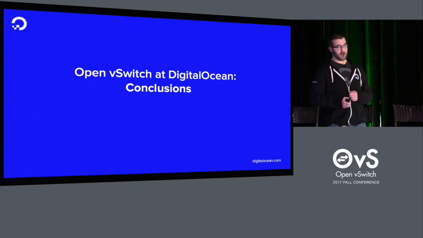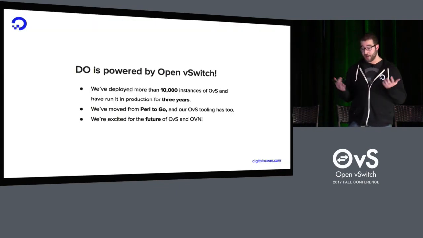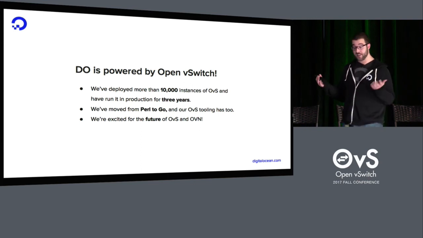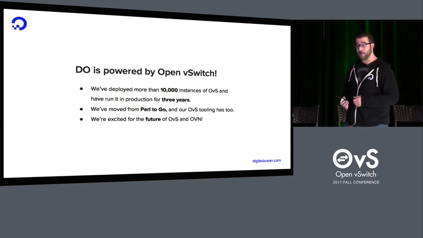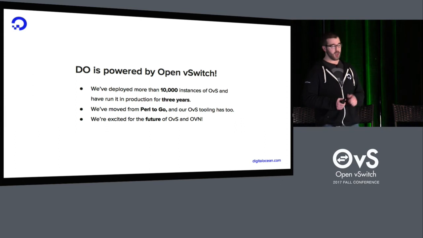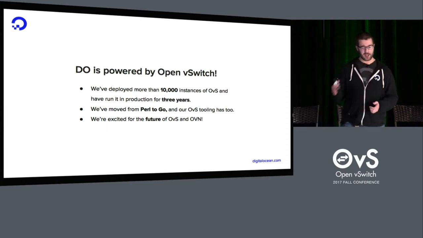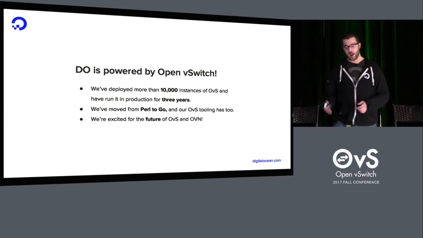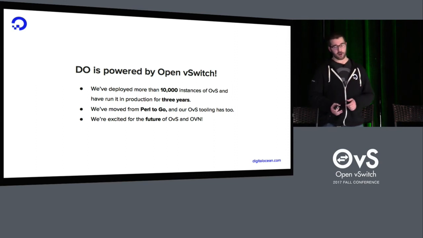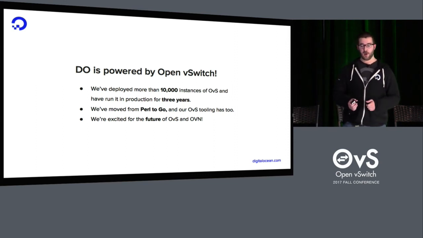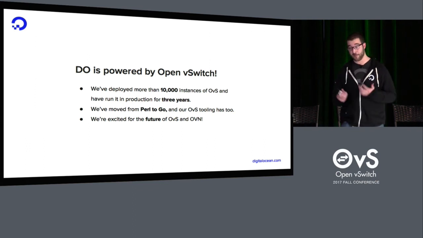So what can we conclude about Open vSwitch at DigitalOcean? We love Open vSwitch. We've deployed more than 10,000 instances of it, and we've run it in production for 3 years now. We've moved from Perl to Go, and even though it's been kind of an incremental change, our OVS tooling has gotten a lot smarter over time. And finally, we're really excited for the future of OVS and OVN, and to be part of it as well.